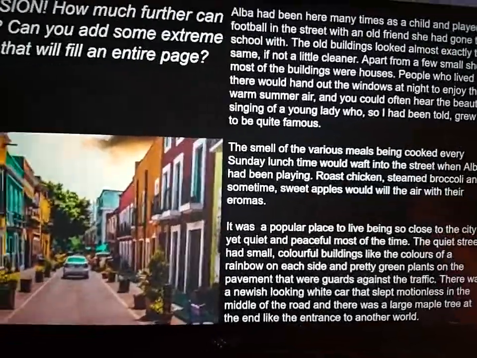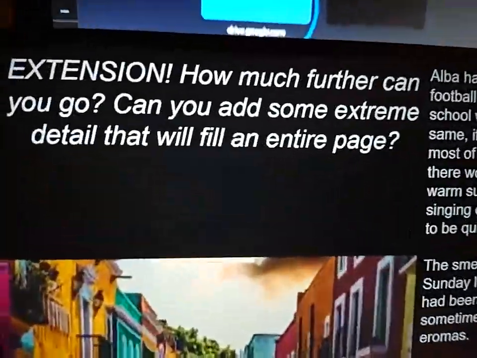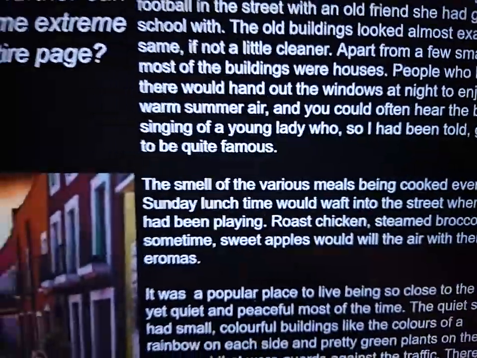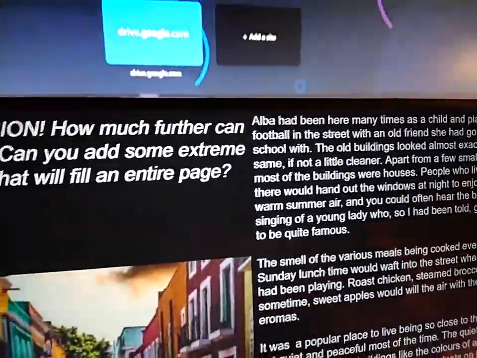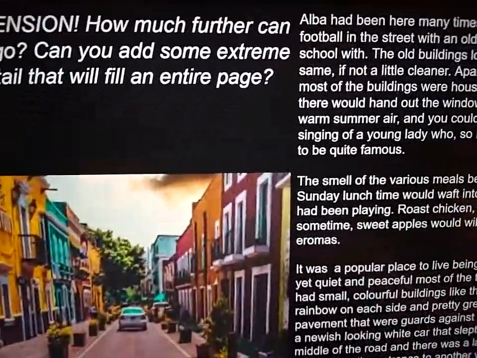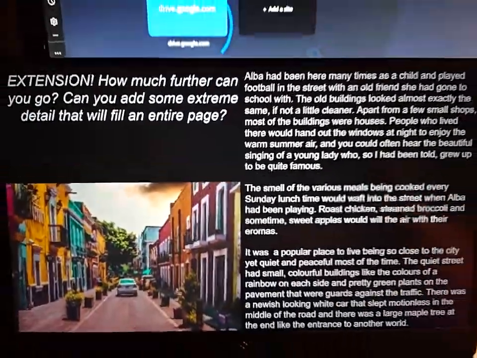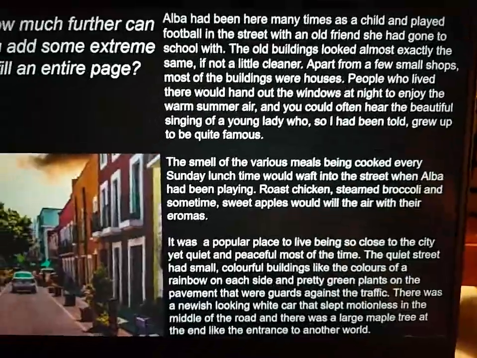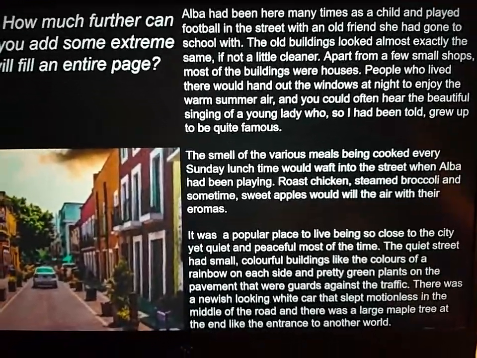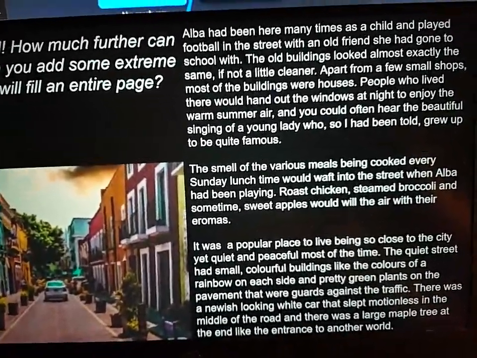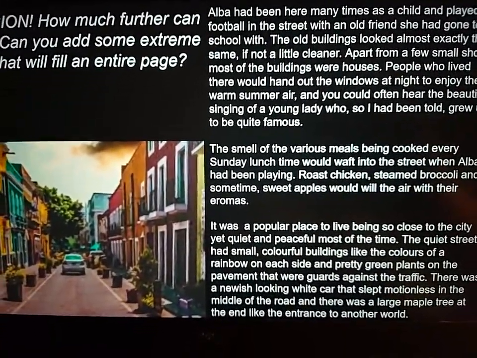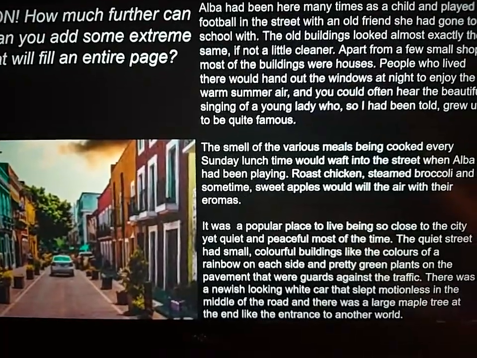Now, obviously, I don't expect you to do that, but if you fancied showing off for me, then why not go into extreme detail about your street? Or if you wanted to start again and make up your own street, then that's fine too. I had a go at just going a bit further with mine. This is just an example, and it is an extension, remember, so please don't worry if you've already done loads and loads of writing today and you feel like you've done the best you can. This is just an extension if you fancy doing it.